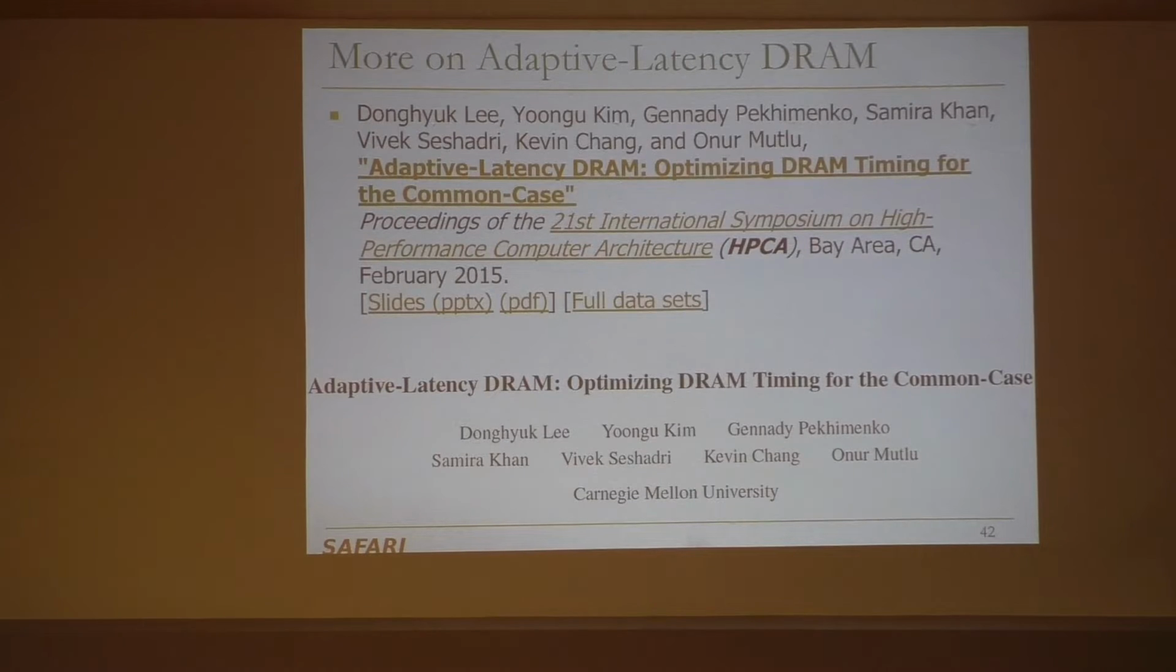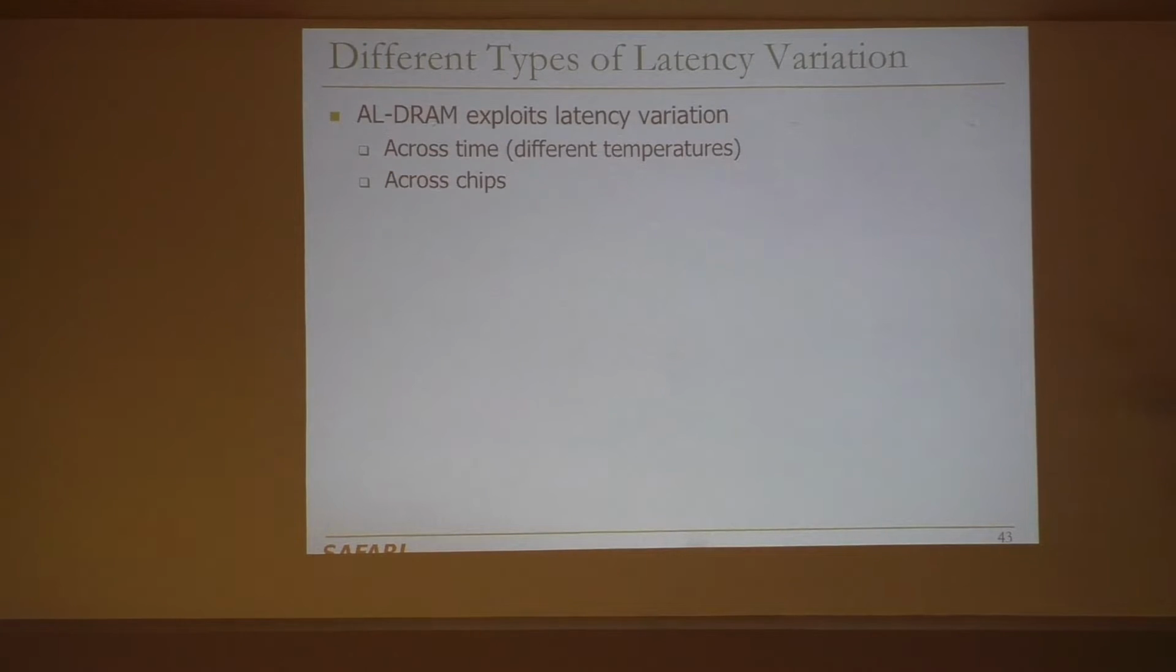Okay, so this is the paper. Now, this Adaptive-Latency DRAM exploits latency variation across time and across chips. The next question we asked was, is there also latency variation within a chip? And the answer is yes, obviously. I'm going to talk about that.